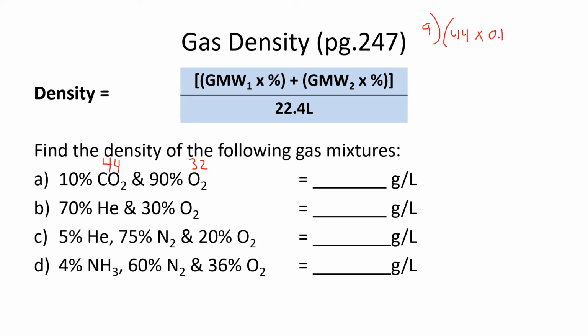You guys know how to change a percentage into a decimal, right? That's the first lesson: fraction, decimal, percentage. Changing it to a decimal will make your life a lot easier. Add that to the mass of oxygen, which is 32, times the weighted average, which is 0.9. Do everything above the fraction bar before you divide by 22.4.